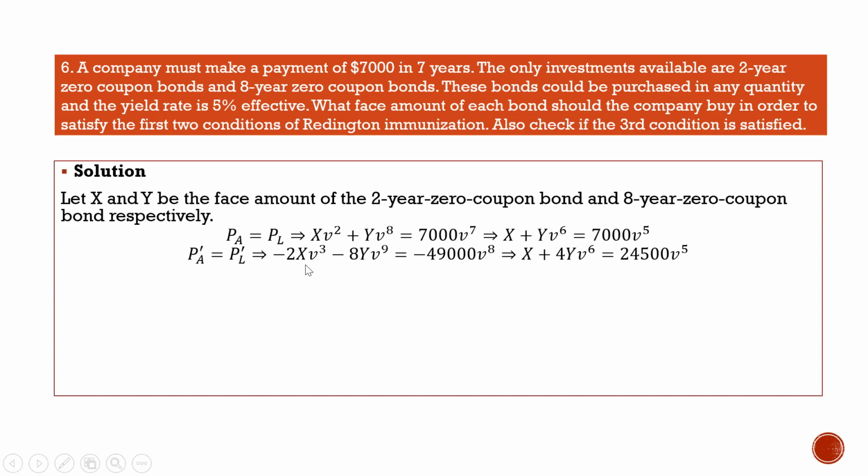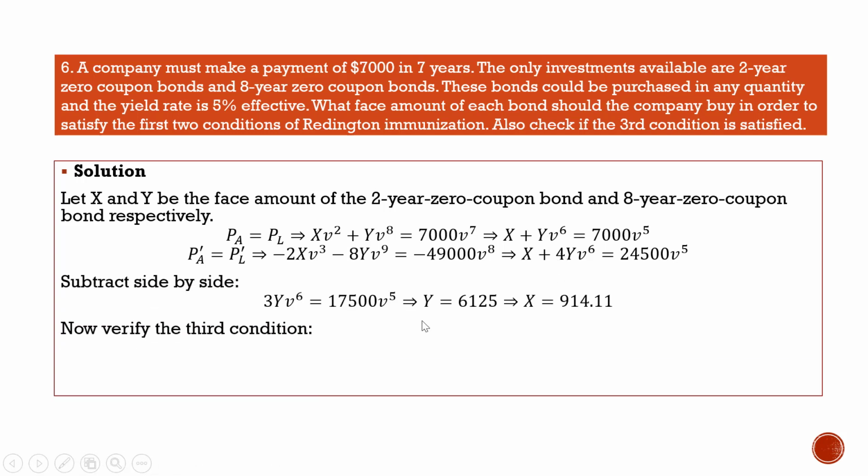The second condition of Redington immunization is that the first derivative of the present value of the asset should be equal to the first derivative of the liability present value. So negative 2Xv^3 minus 8Yv^9 is equal to negative 49,000v^8. So X plus 4Yv^6 is 24,500v^5. Now we subtract equation 1 from equation 2. We got 3Yv^6 is equal to 17,500v^5. So Y is 6,125 and X is 914.11.